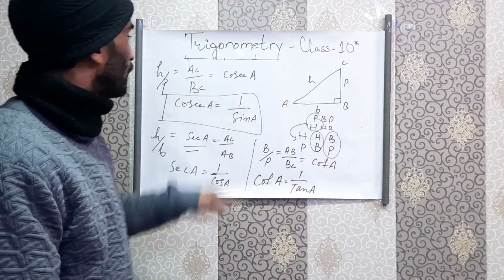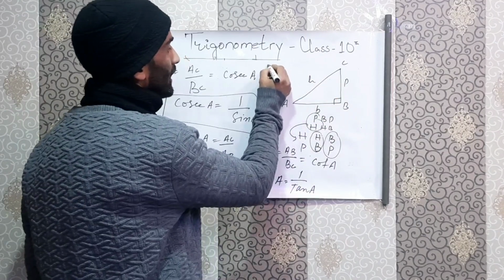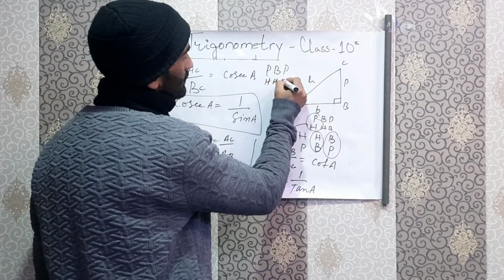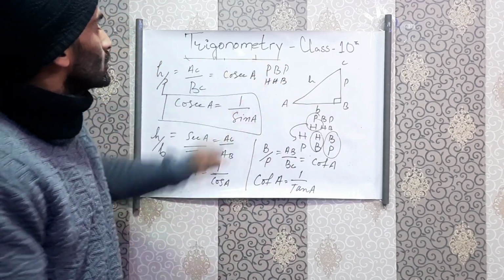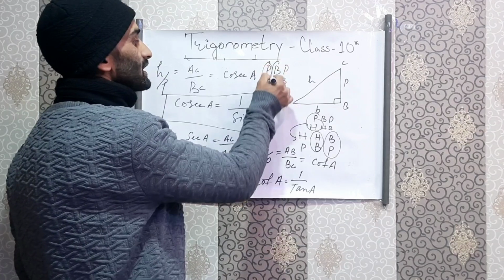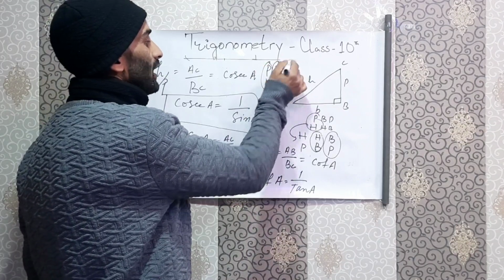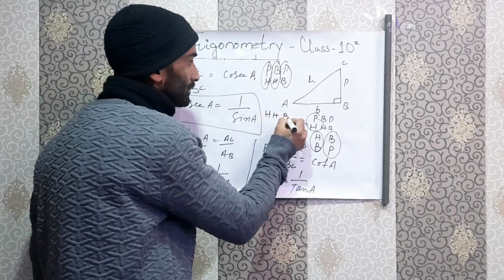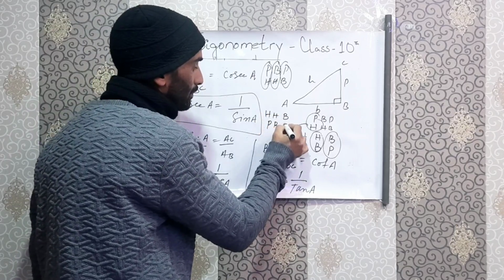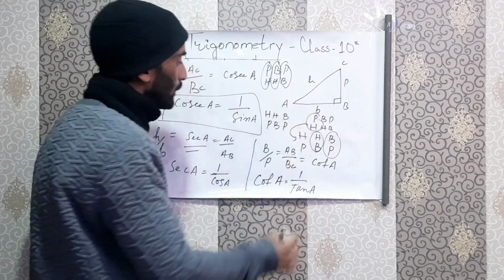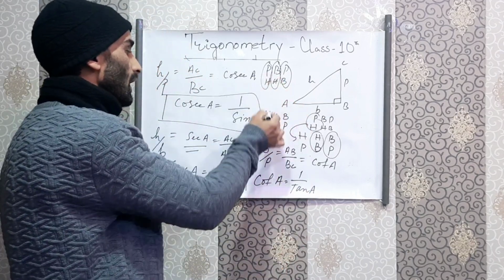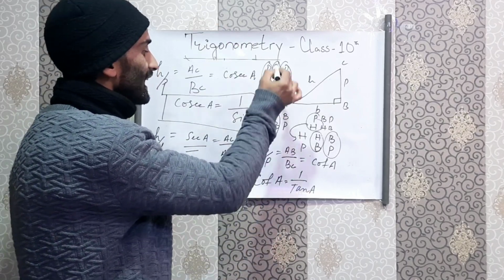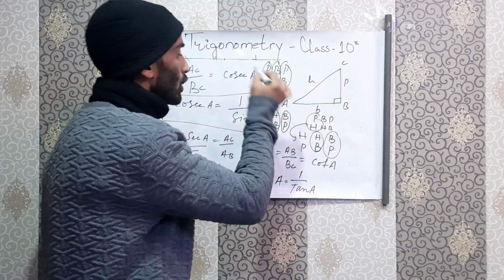Clear, my dear? So, the first ratios, again I will remind you: perpendicular by hypotenuse is sine, this one is cos, this one is tan. And then we will write first hypotenuse, hypotenuse, base, then perpendicular, base, perpendicular. Then the reciprocals of the first ones: this is known as cosec, this one is known as sec, this one is known as cot.